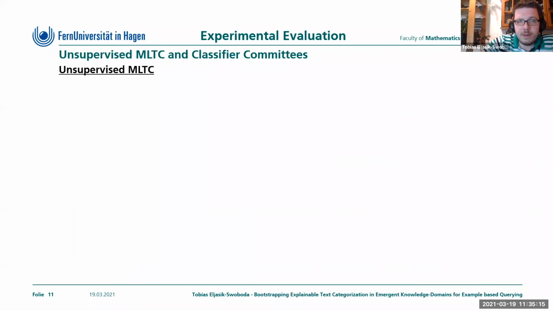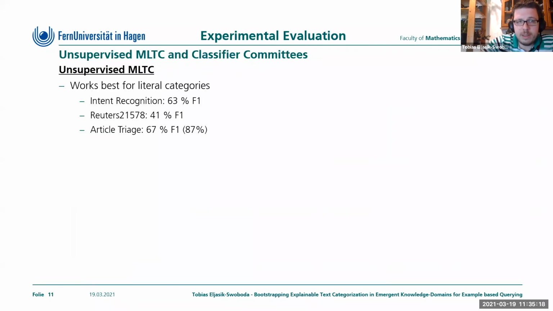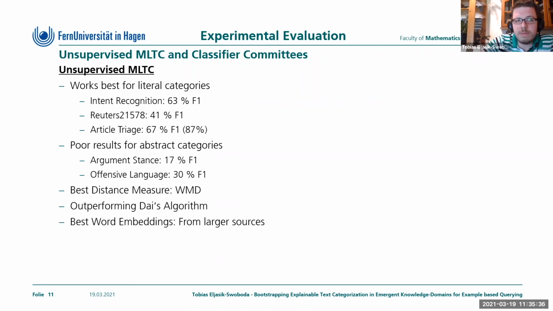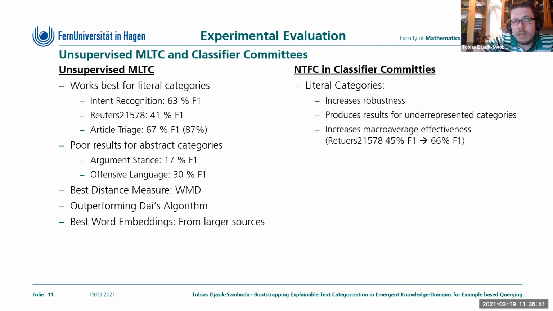Time flies, so just a quick overview of the results for the unsupervised categorization. It worked best with highly literal category names. It worked poorly with abstract categories like argument, stance, or offensive language. One needs examples for that. The best distance measure was word mover's distance, and the NTFC algorithm outperformed the DICE algorithm. Word embeddings were also better from larger sources, and in committees for literal categories, it highly increased robustness and produced better results for underrepresented categories. Therefore, macro average effectiveness was growing. And for abstract categories, it mainly added noise to the system.